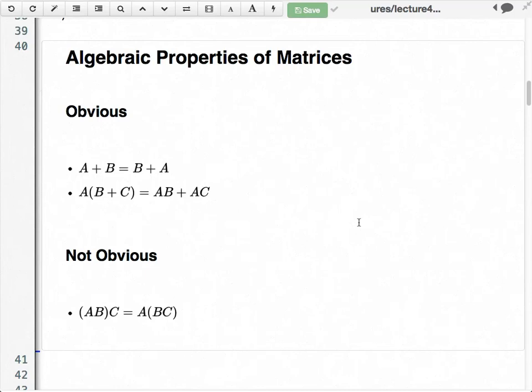Another fact, which is slightly less obvious but still pretty easy, is that A times (B plus C) is A times B plus A times C. That's a fact called the distributive property of matrix multiplication. It's useful and natural, and you're of course used to it because you have exactly the same thing with normal numbers.